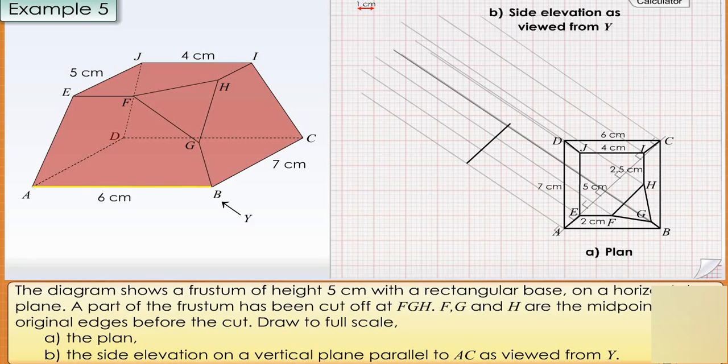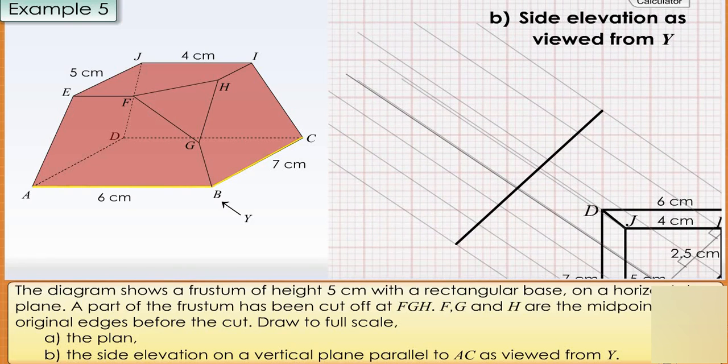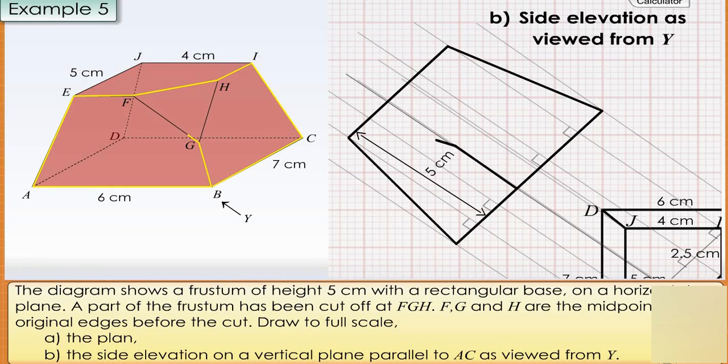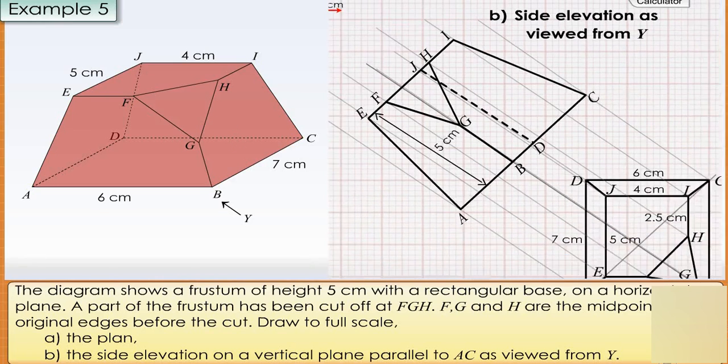Then, draw line AC for the side elevation and make sure that the line is also perpendicular to the projection lines. The frustum's height is 5 centimeters. So, measure 5 centimeters from the base to locate points E and I. Complete the drawing and include the labels and measurements.